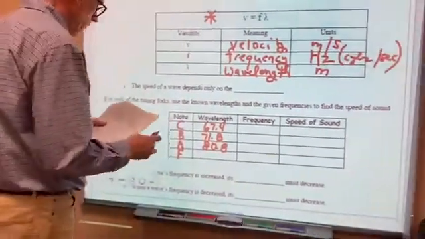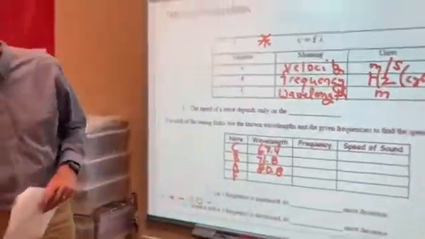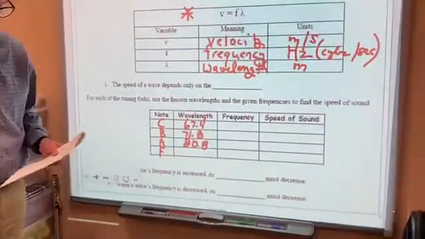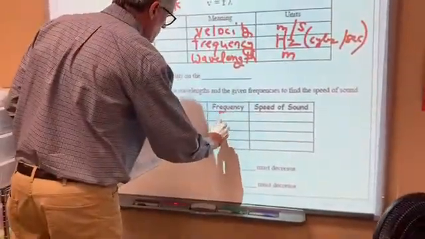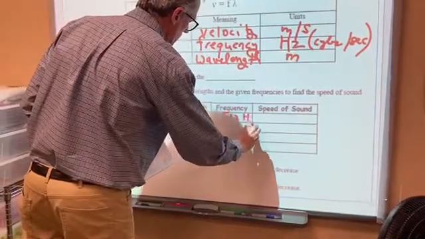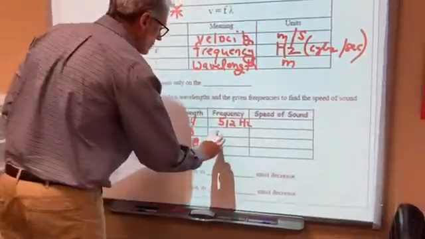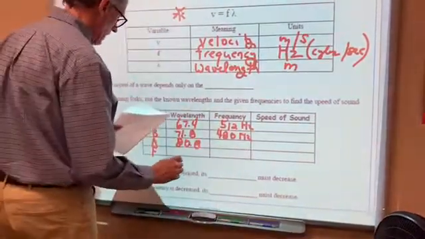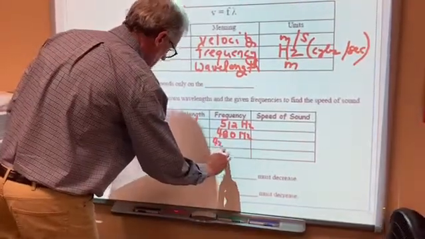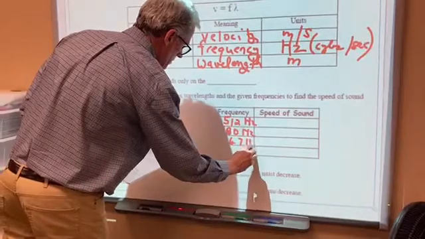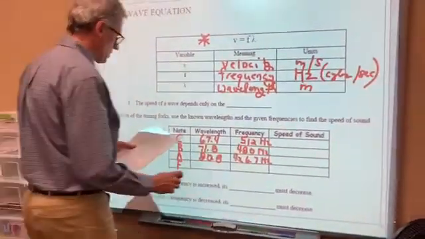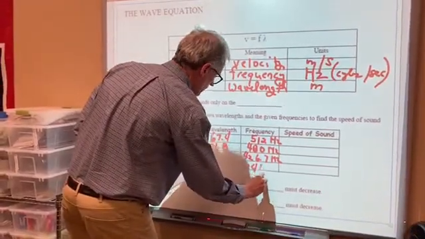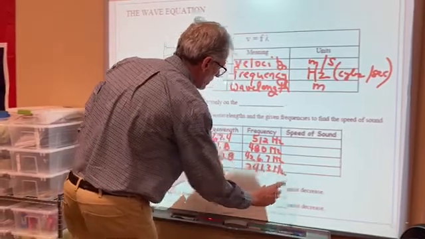Then the frequency of this is written on each one of the tuning forks. Now you don't have these, so I'm going to write these down for you. The frequency for C is 512 hertz. The frequency for B is 480 hertz. The frequency for A is 426.7 hertz. And then I'm going to give you the frequency for F, but not the wavelength: 341.3 hertz.